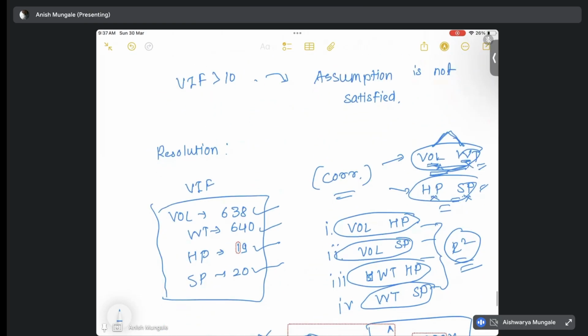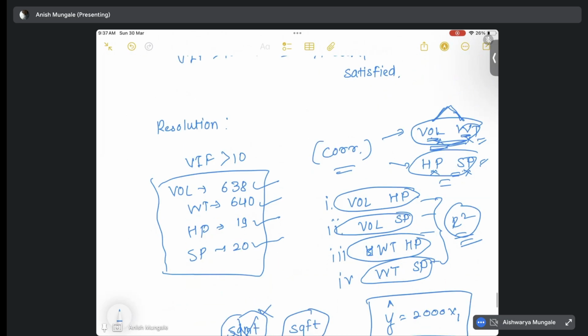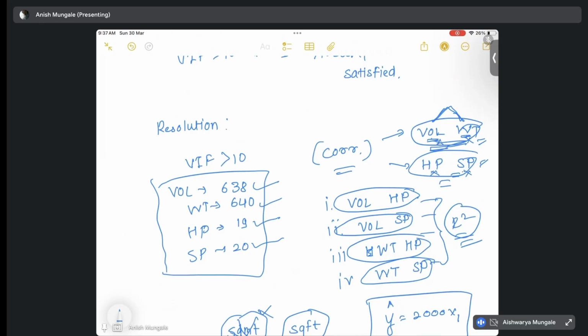Then we got the VIF score something like this. Now what we said: if VIF score is greater than 10, that means there is certain dependency between the parameters. Then we saw that the VIF score is greater than 10, because it's 638 and things like that. So we now know that there is obvious dependence between the features. Then we found the pairs which have high correlation.